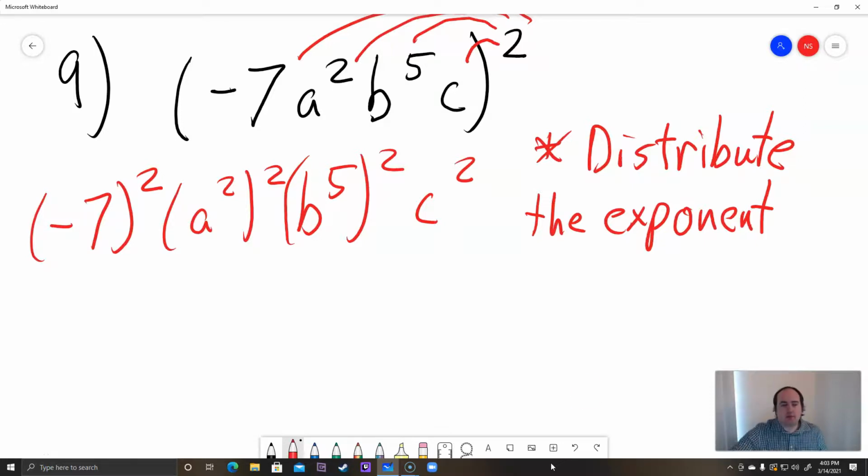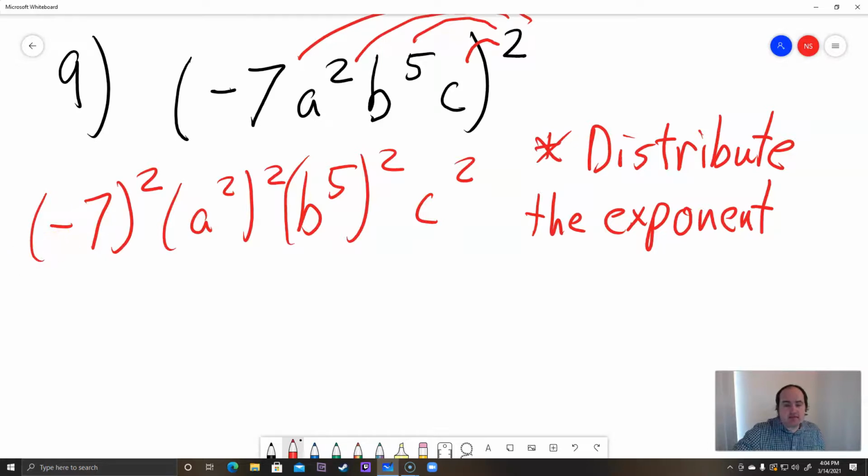Now why did I do that? Well, negative 7 is a negative number, so it has to have parentheses around it to do it properly. For the a squared and the b to the 5th, it needs to be clear that we're raising it to a power, so that's why I put parentheses there. But for the c squared, we just had a single variable, so we already know that c squared is c squared. There's no need to write parentheses for this one. And now we can actually simplify each of these factors separately.